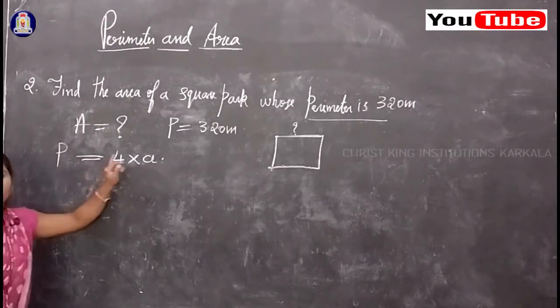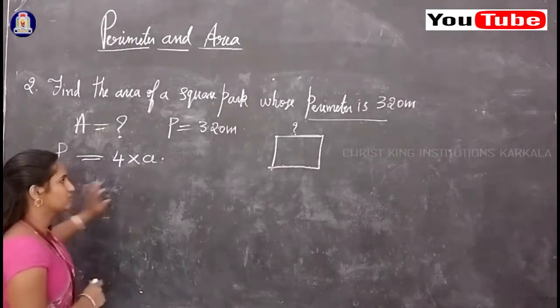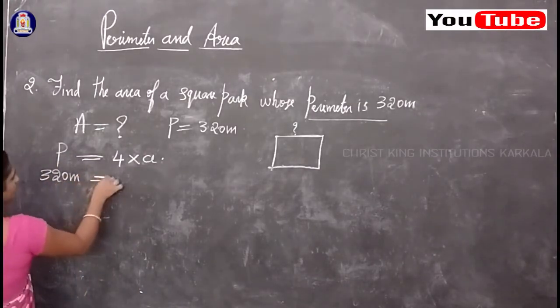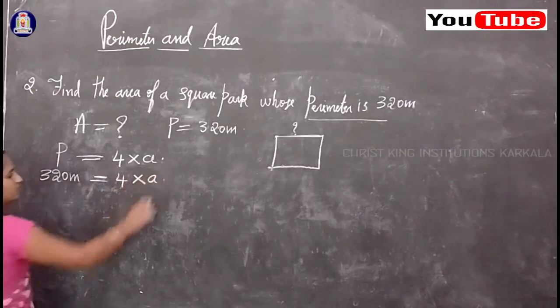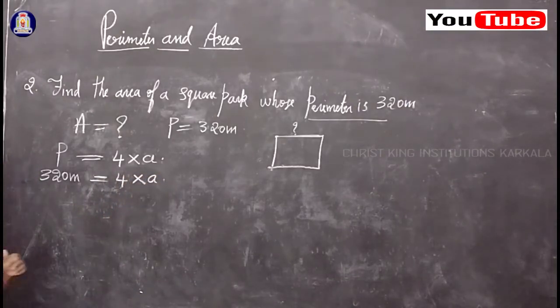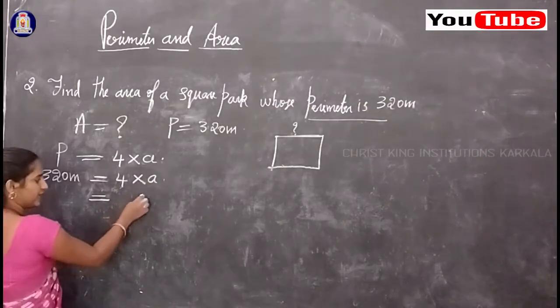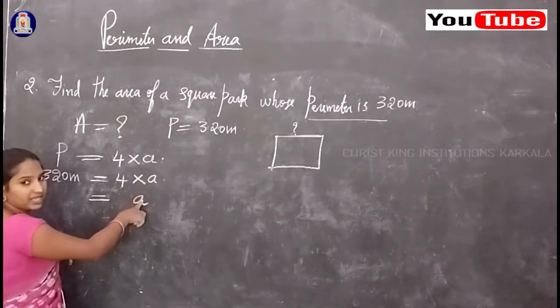P is equal to 4 into A. But in this question, perimeter is given. So 320 meter is equal to 4 into A. Clear? So now how to find A? We want to know what is the side. Side is represented by A, isn't it?